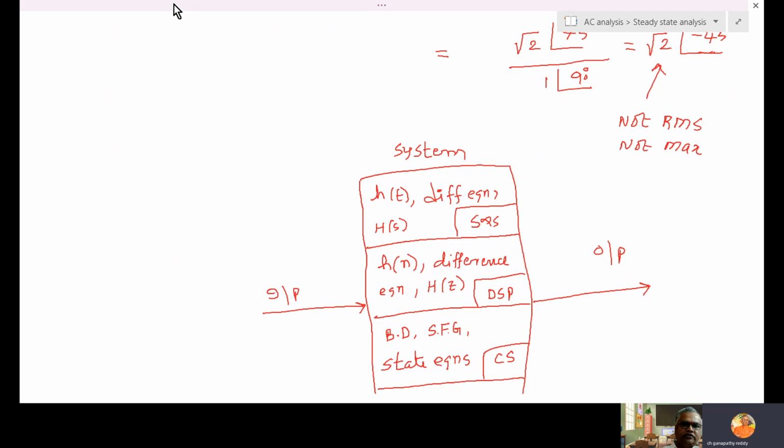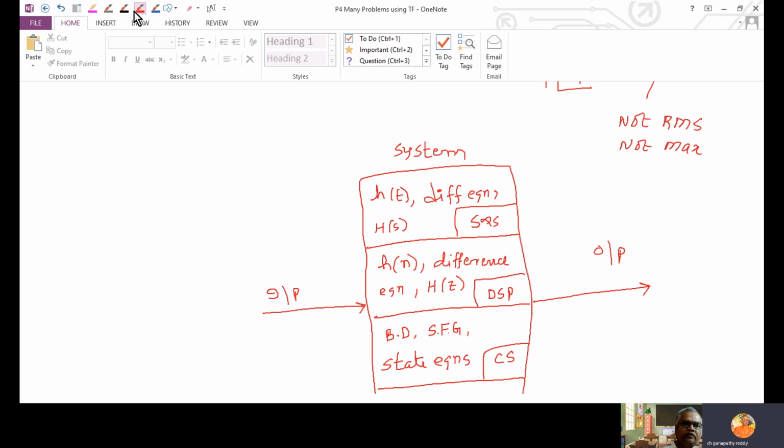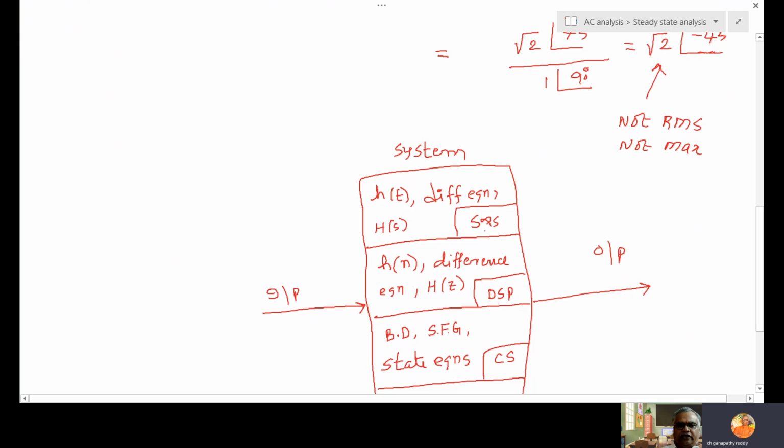So how to convert any given form into h of s. Example, this h of t convert into h of s. Impulse response, how do you get h of s? Apply Laplace transform. Using Laplace, you get this. Difference equation, how to get h of s?